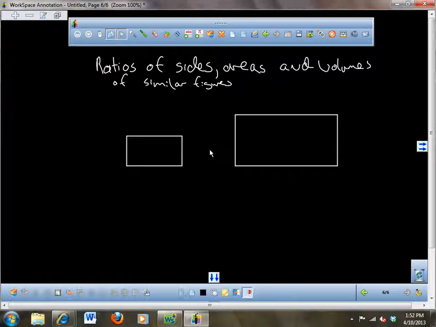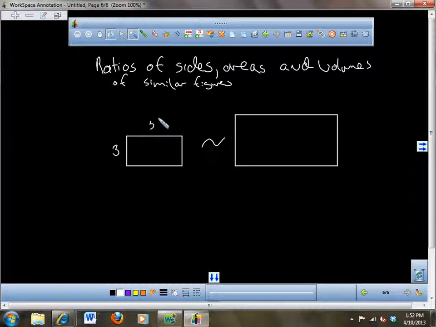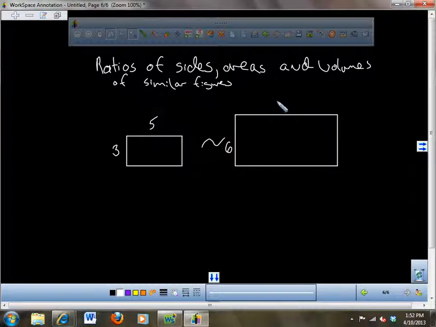So say I tell you that these rectangles are similar, and I'll say this is 3, this is 5, and we'll make it simple. We'll say this is 6 and this is 10. What is the ratio of the sides? Side ratio is 3 to 6 or 1 to 2, right?